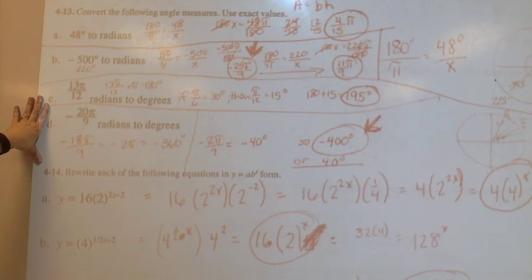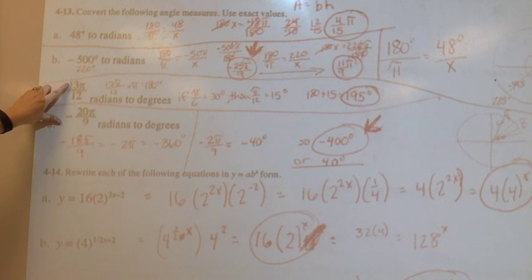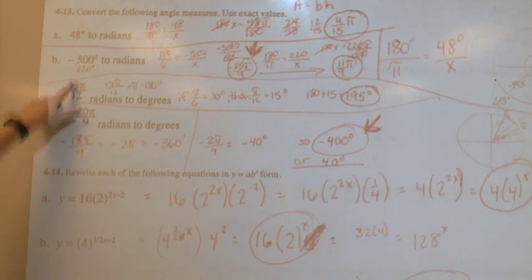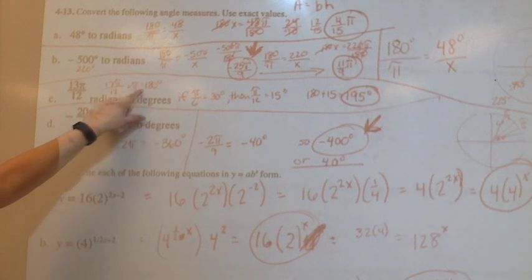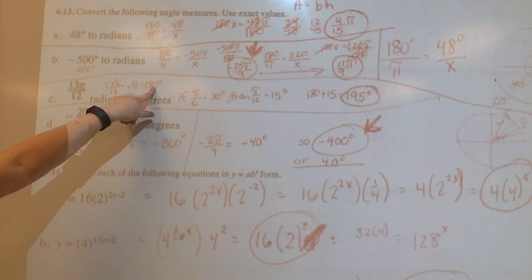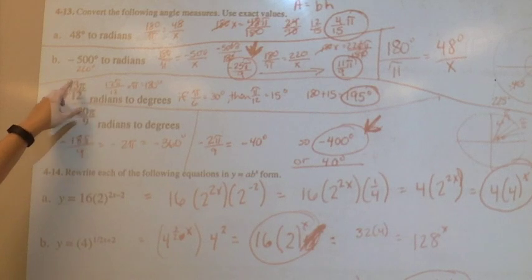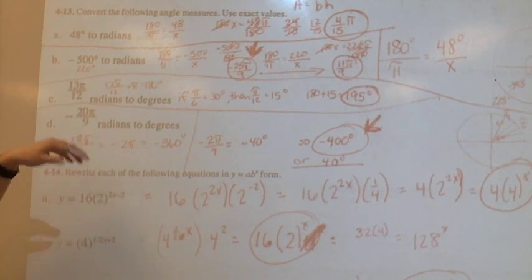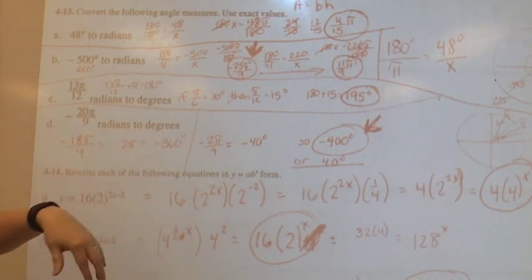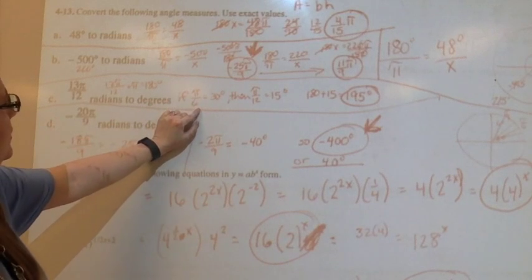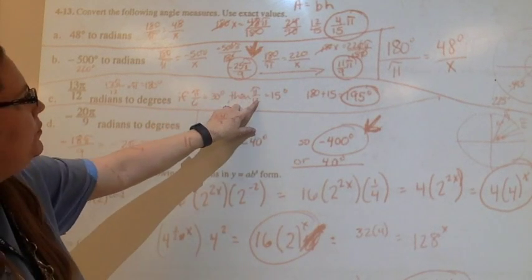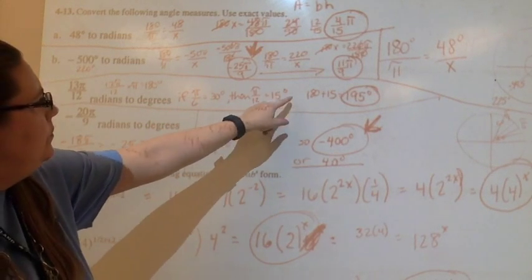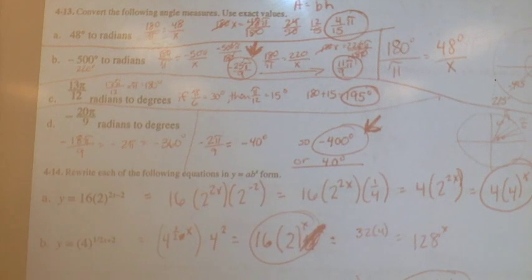But I reduced this a little bit. This wants to change 13 pi over 12 radians to degrees. Well, 12 pi over 12 radians is just pi. We know that's 180 degrees. So we really just need to find out what 1 pi over 12 is in degrees, and then we can add that to 180. Well, if pi over 6 is 30 degrees, then pi over 12 is half of that, or 15 degrees. So 180 plus 15 is 195.